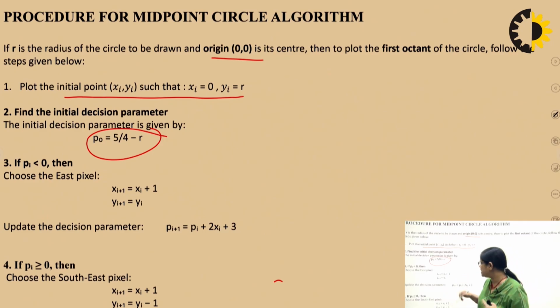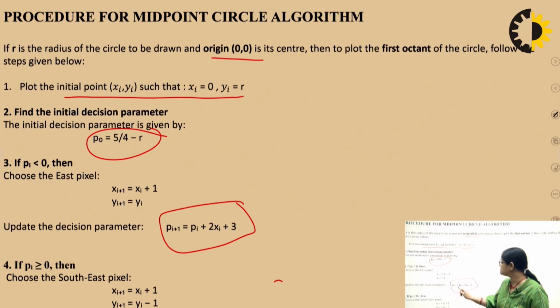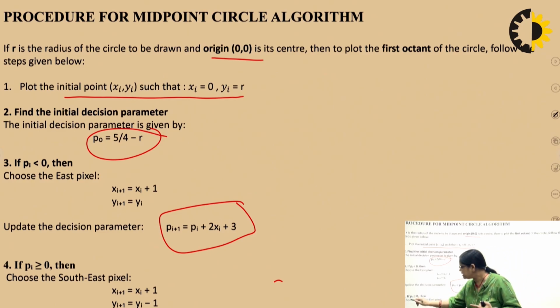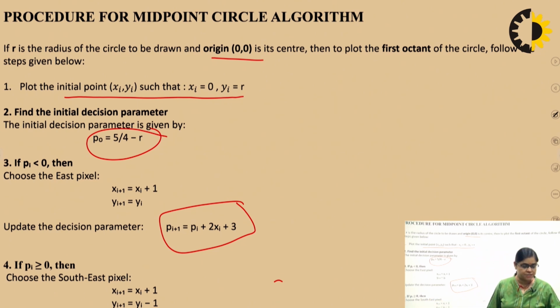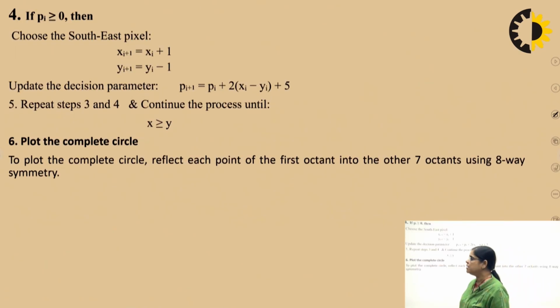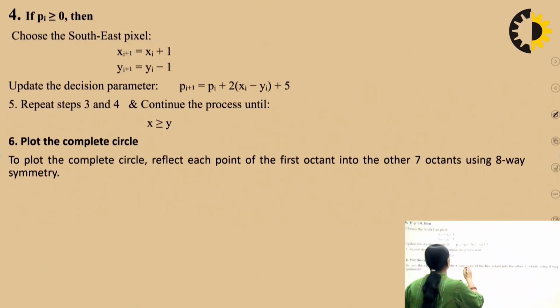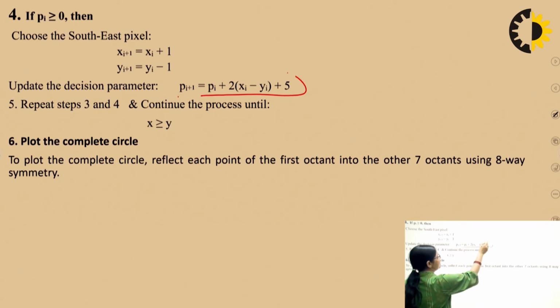So my updated equation will be this one: Pi plus 1 equals Pi plus 2xi plus 3. Now, if Pi is greater than or equal to 0, then I am choosing the southeast pixel. If you remember, that is in the y direction. So my equation will be Pi plus 1 equals Pi plus 2xi minus 2yi plus 5.